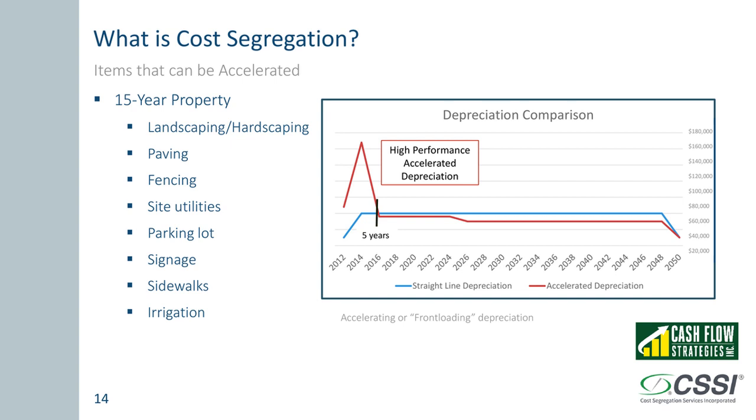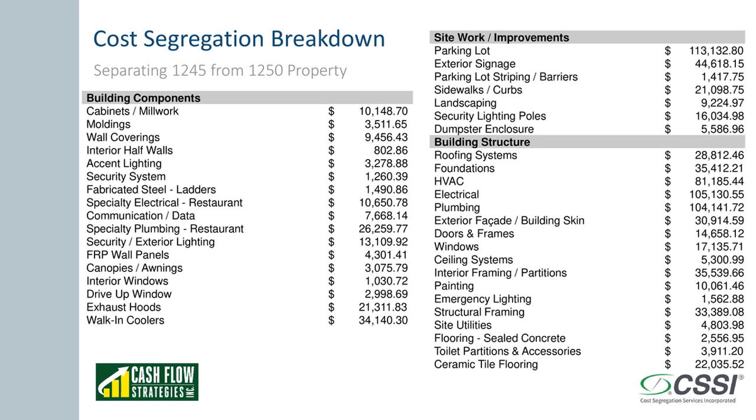Your 15-year property is going to be your landscaping, your property improvements, paving, fencing, site utilities, parking lots, signage, sidewalks, irrigation. All of that helps you take all of that depreciation right away rather than waiting 39 years. But it can't be done without a cost segregation study. So here's what it looks like, separating the 1245 property from the 1250 property. That's the personal property from the real property. A cost segregation study will take all of these building components and separate them out into 5, 7, and 15-year properties so that they can be depreciated quicker.